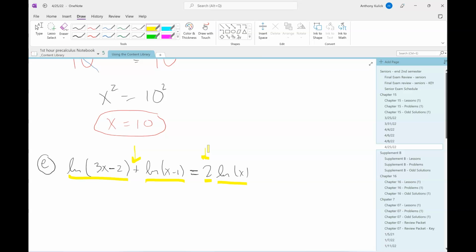Divide by 2. Well, that's just going to move the coefficient onto the other side. Oh, yeah. That's okay.